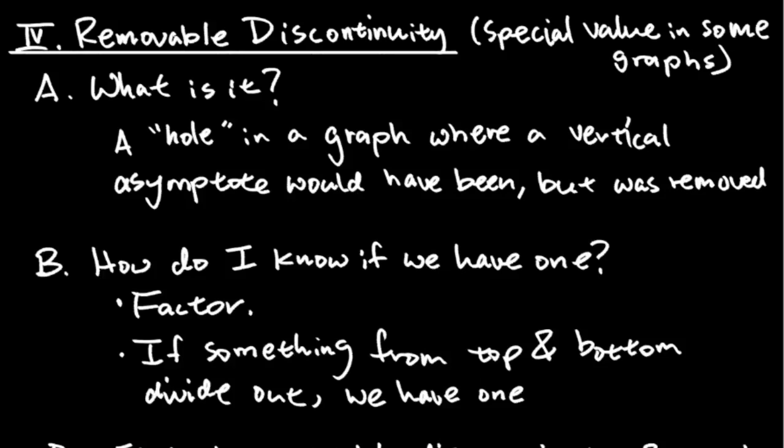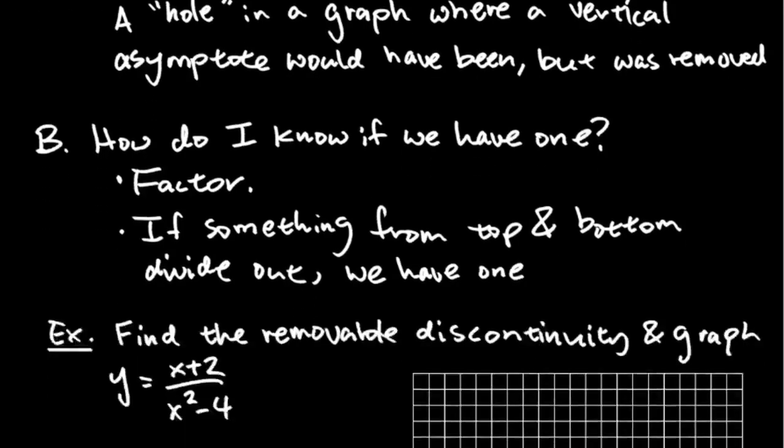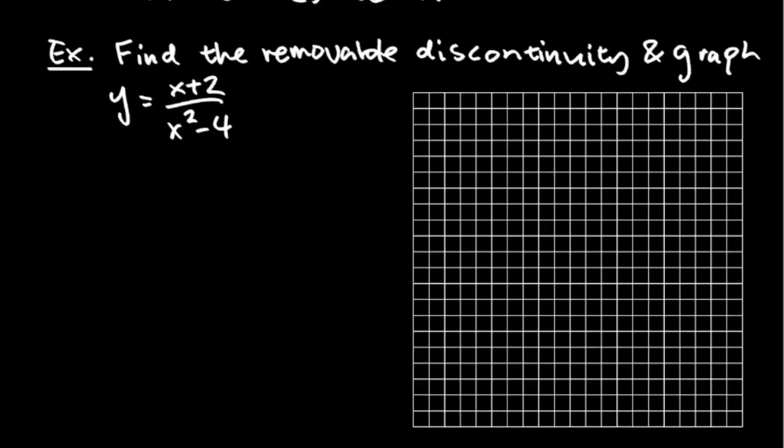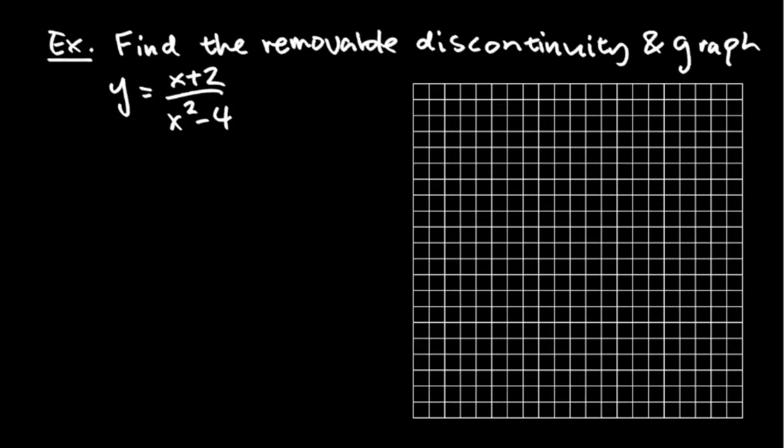And then if you can divide something from the top and the bottom out, chances are that's going to be your hole or removable discontinuity. So let's just look at it and try to make that happen. So here's an example over here. Find the removable discontinuity and the graph.